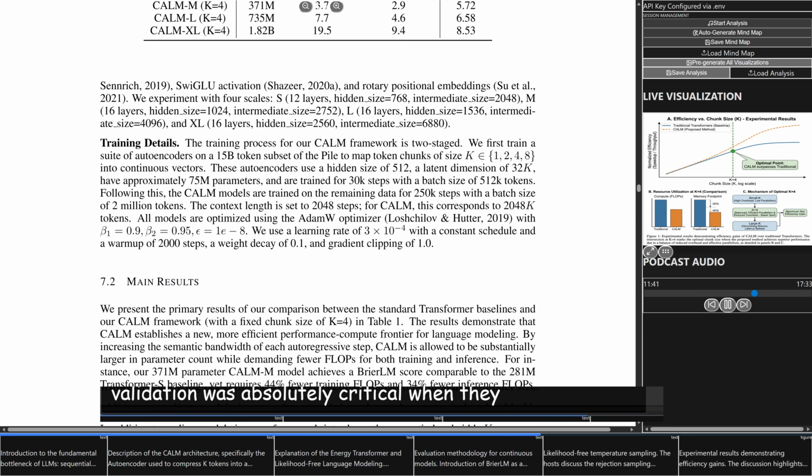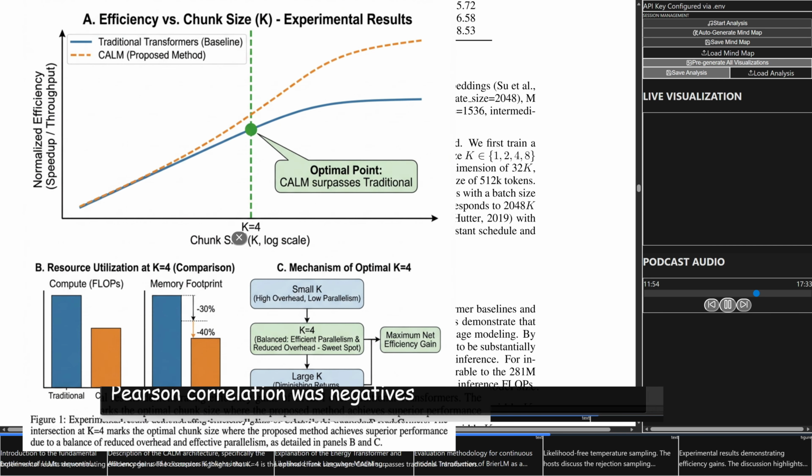When they tested Brier LM on standard transformer baselines, where they do have access to traditional metrics, Brier LM showed a near-perfect monotonic alignment with cross-entropy loss. The Pearson correlation was negative 0.966. That confirms they built a sound, reliable replacement for perplexity in this new continuous domain.